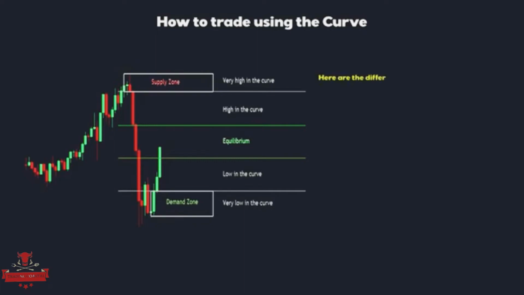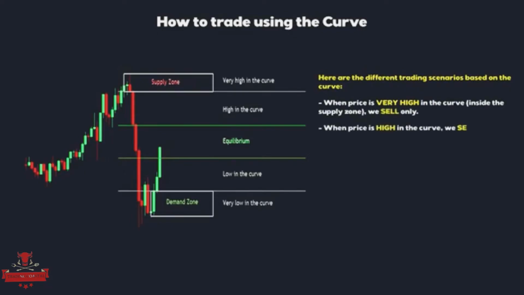Here are the different trading scenarios based on the curve. When price is very high in the curve, we sell only. When price is high in the curve, we sell only.